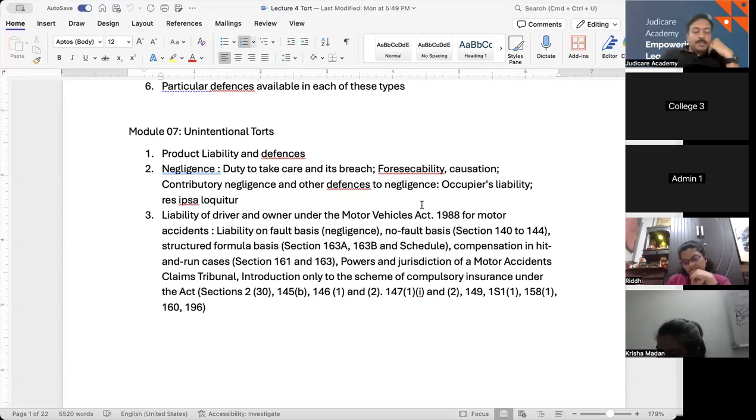So a famous case law is Wheat versus Lacon, 1966. The House of Lords ruled that the landlord was liable for injuries to a tenant caused by unsafe premises, emphasizing the importance of maintaining a safe environment for visitors.